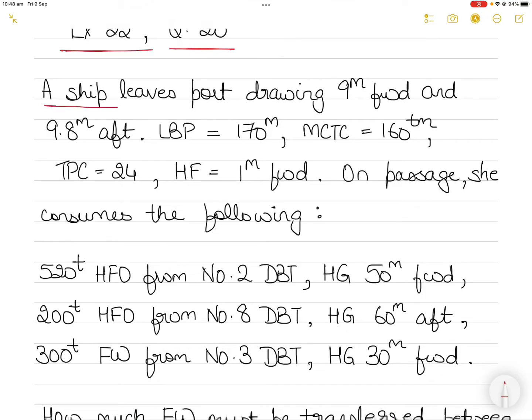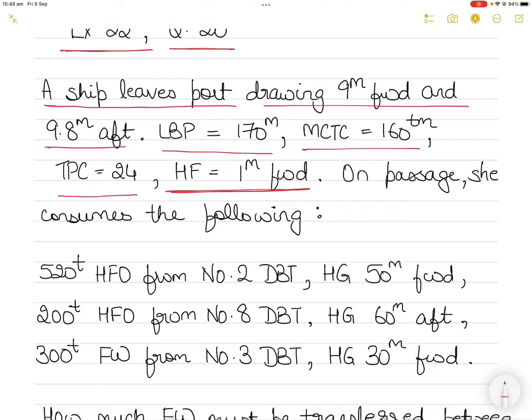The question is, there is a ship that leaves port drawing 9 meters forward and 9.8 meters aft. These are the initial drafts we start off with. The length between perpendiculars is 170 meters, MCTC 160, TPC 24, and the HF, which is the longitudinal distance between the center of flotation and the midship, is 1 meter forward. This means the center of flotation is 1 meter forward of the midship.